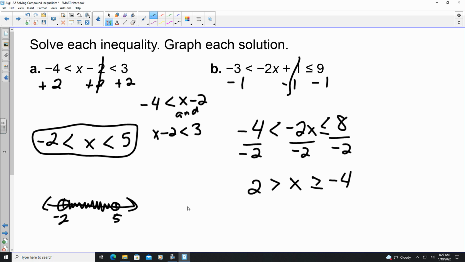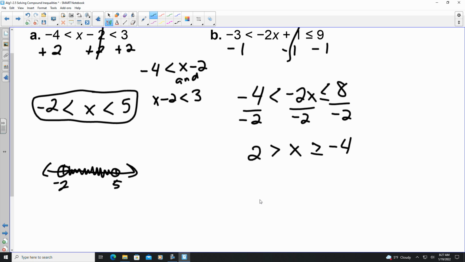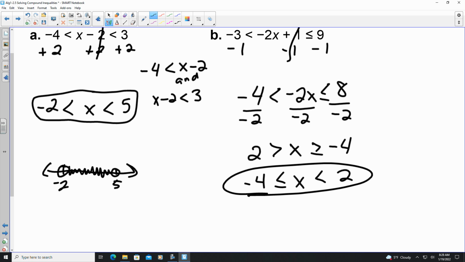So what I would like you to do is just like what we did with the original and statement in the first example with A, I'm going to rewrite this and put the smaller number on the left, the larger number on the right. And if you notice, the inequality is pointed towards the 2, so I'll keep that consistent. The inequality with the negative 4 is pointing towards x, so I'm going to keep that consistent. And it's still an and statement because the inequalities are both pointing towards the right.